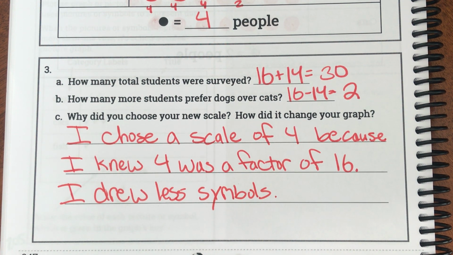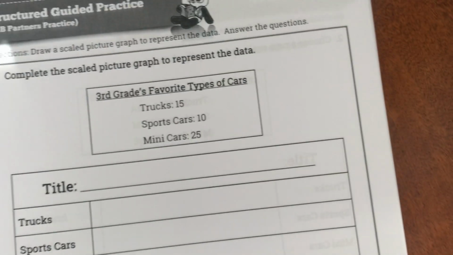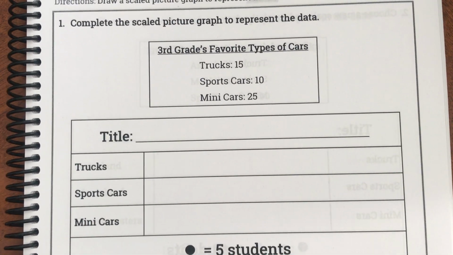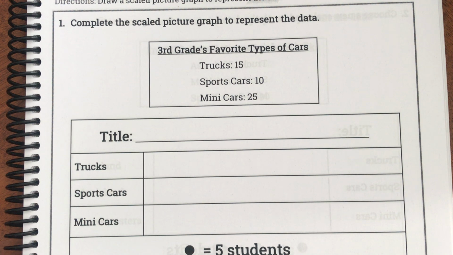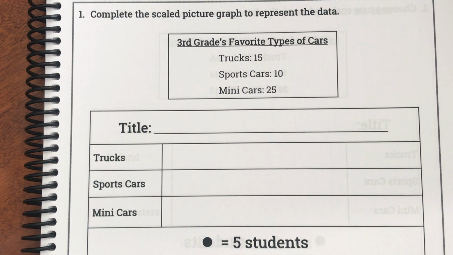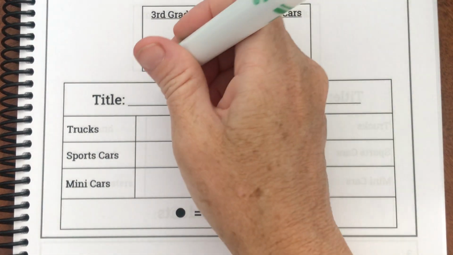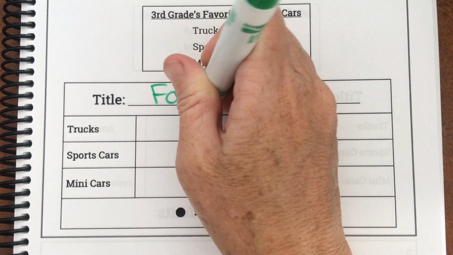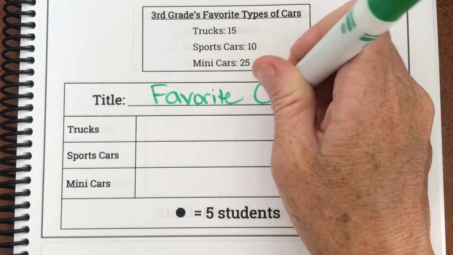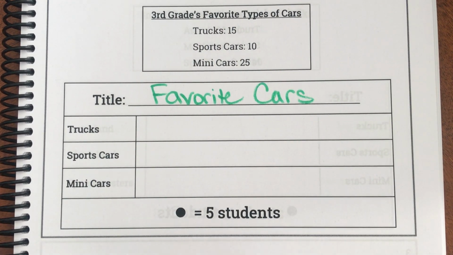Okay, so ladies and gentlemen, let's try one together. Here is ours, and it says again, we're going to complete the scaled picture graph to represent our data. Here we have 3rd grade's favorite types of cars. So trucks is 15, sports cars are 10, mini cars are 25. So I think for our title, we could just say favorite cars. Favorite cars. Okay, and a colored in circle equals 5 students.